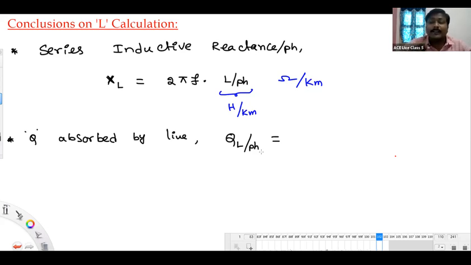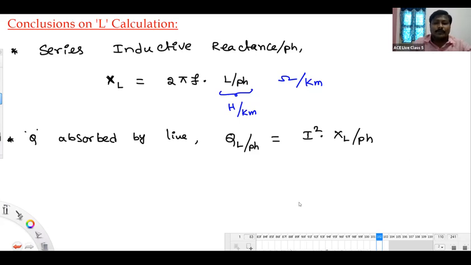V is the voltage across the inductor. As this inductor is a series element, it is better to write this reactive power in terms of current, because whatever the line current or load current you have, that will be flowing in the inductor, and that is absorbing the reactive power based on that current value. So you can call this I square XL per phase.